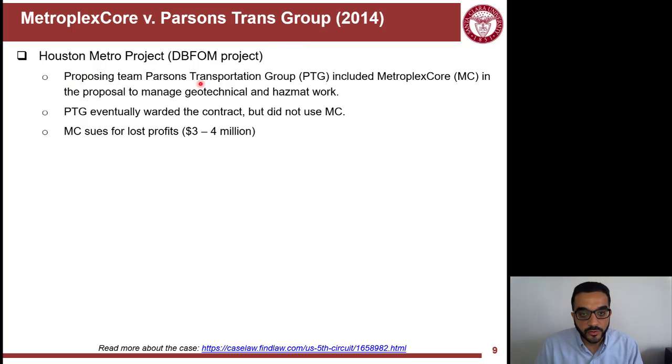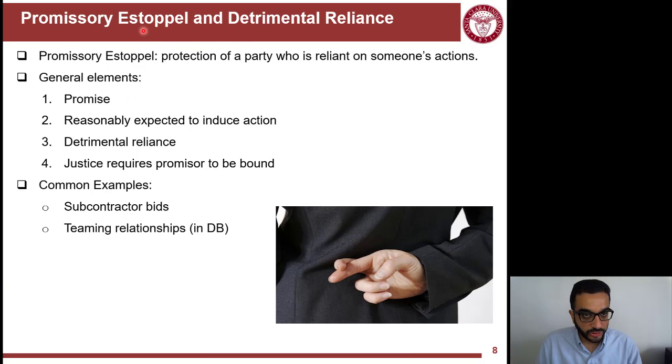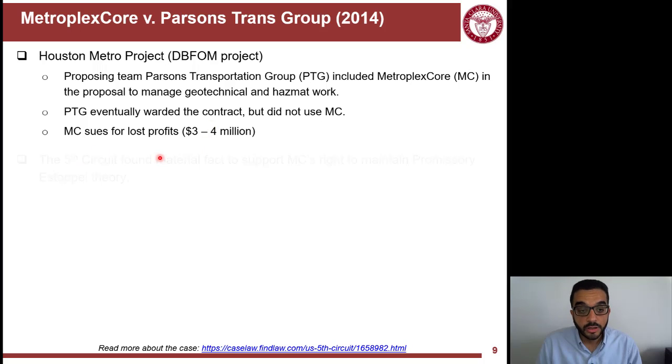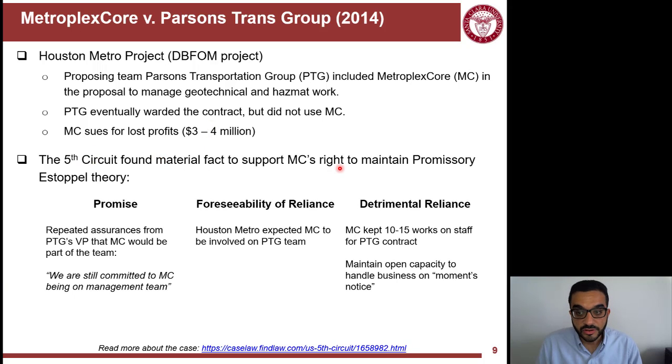The proposing team here, Parsons Transportation Group, PTG, included Metroplex Core in the proposal to manage geotechnical and hazardous material work. PTG eventually got awarded the contract, but they did not use MC. MC now sues for the lost profit. So the judge here is looking at, does MC have the right for promissory estoppel or not? And they found that MC has a right for promissory estoppel, the theory.